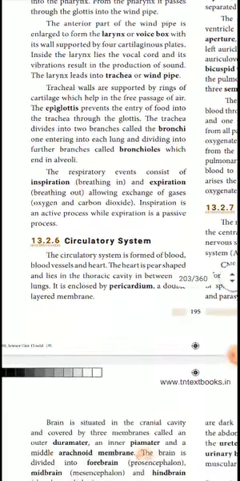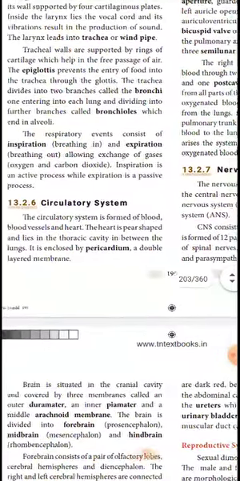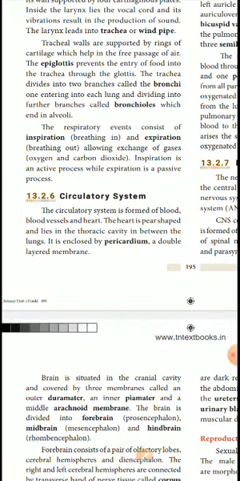Okay. Next, the circulatory system of the blood. It has vessels and the heart, and the heart is pear shaped. It lies in the cavity between the lungs. It is enclosed by the pericardium, a double layer membrane.